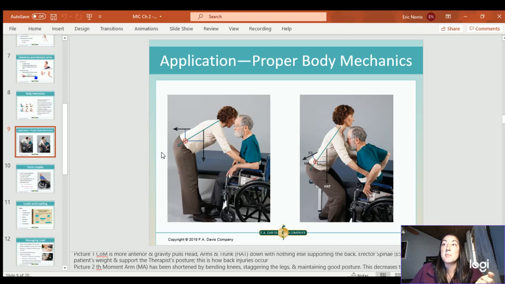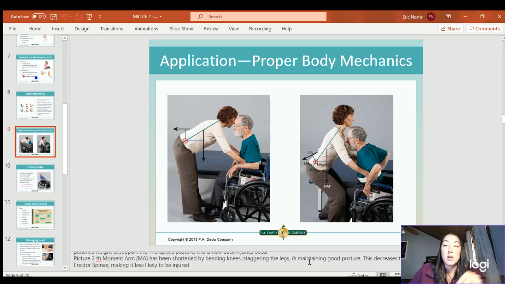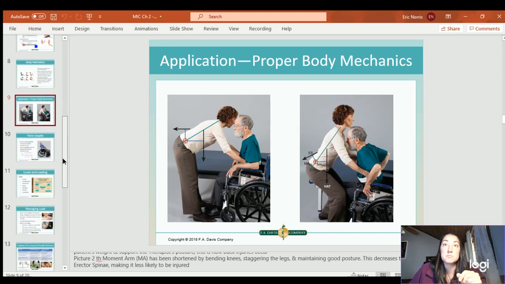The moment arm in the first picture is pretty long, and in the second picture it's at least half that. And so then that means that it's putting less stress, less force on those erector spinae muscles. And then she's able to pull the patient up with significantly less force on those muscles, much less likely to get injured in that position.